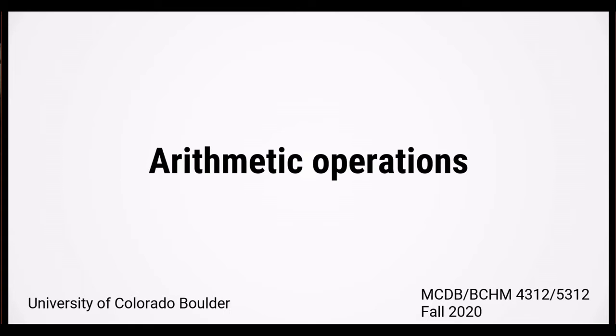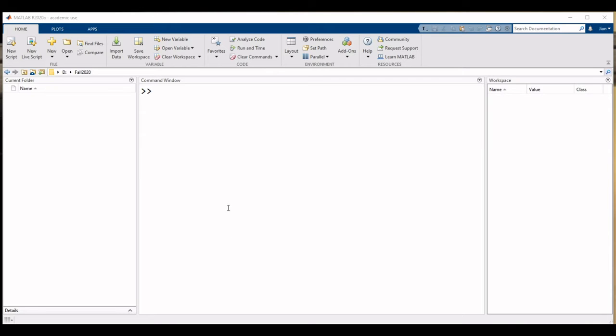You can carry out arithmetic operations in MATLAB by using the arithmetic operators: the plus sign for add, the minus sign for subtract, the asterisk for multiply, and the caret for power. If you've ever used a scientific calculator, these operators should look familiar. Let's run a simple command to add the numbers 10 and 2 together.